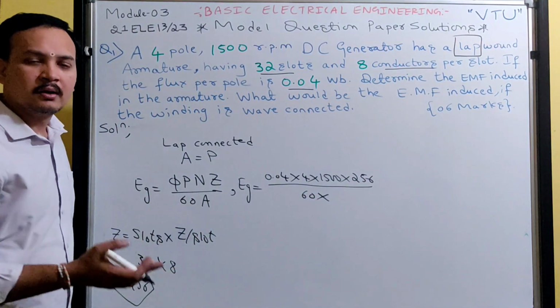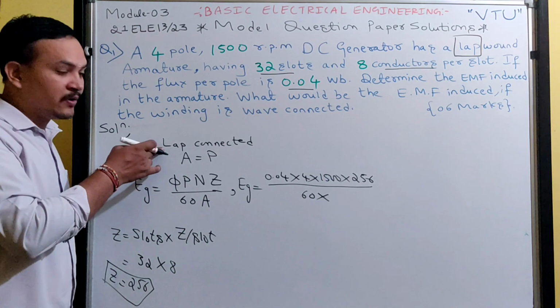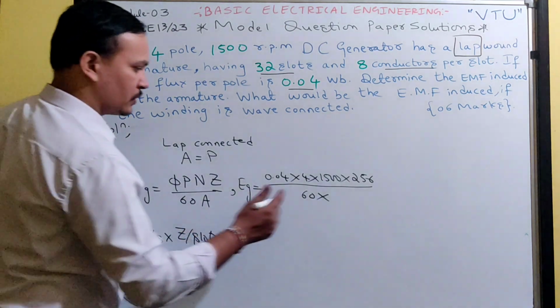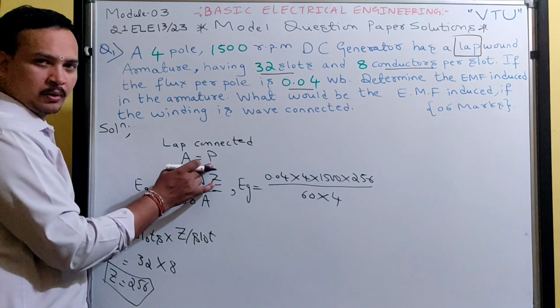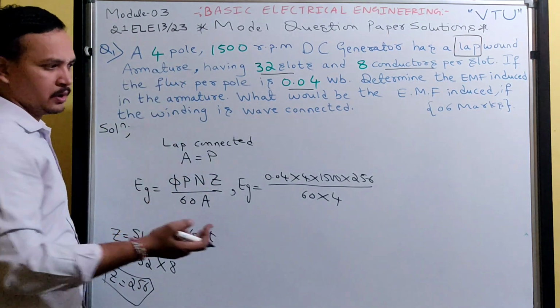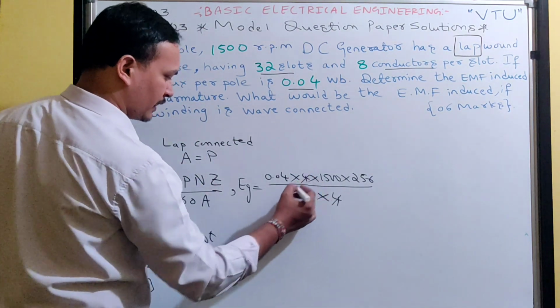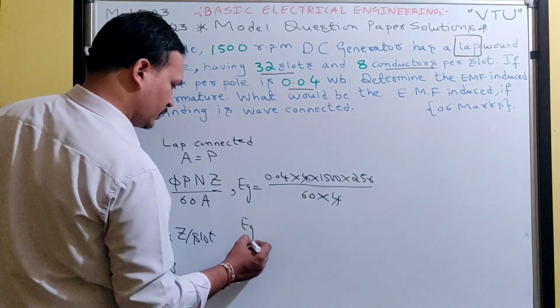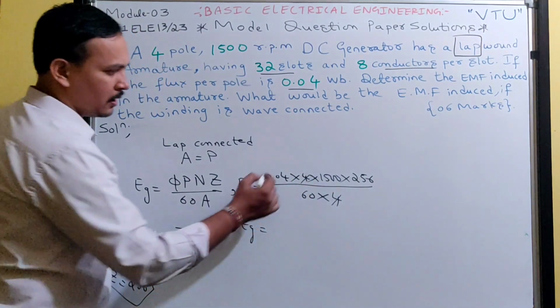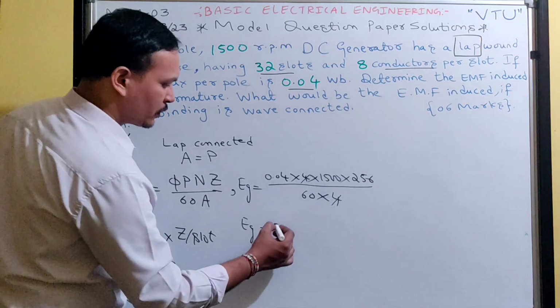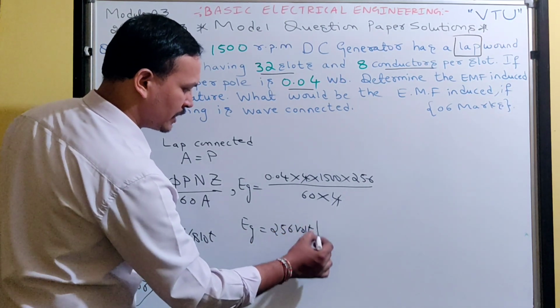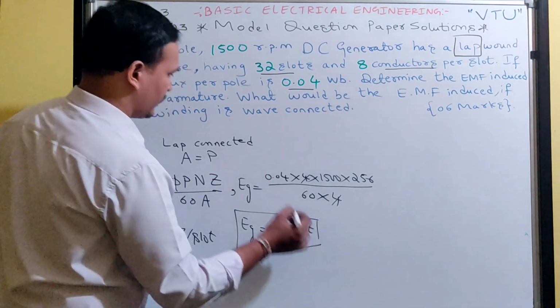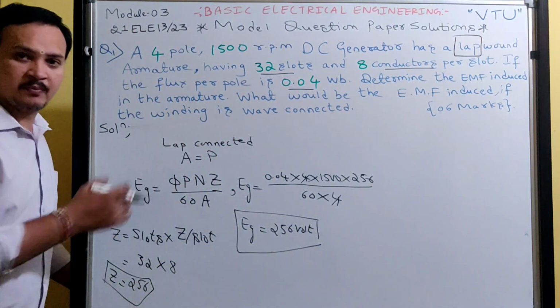What is A? A indicates the number of parallel paths. What type of winding? Lap winding. So A is equal to the number of poles. What is the value of poles? 4. So the 4s get cancelled. You can do it in the calculator. All this value becomes 256 volts. So the EMF generated in the lap wound armature is this much.